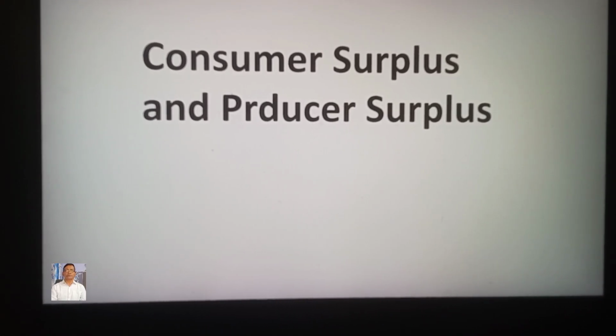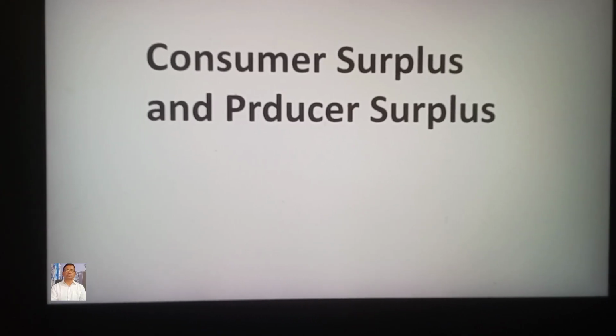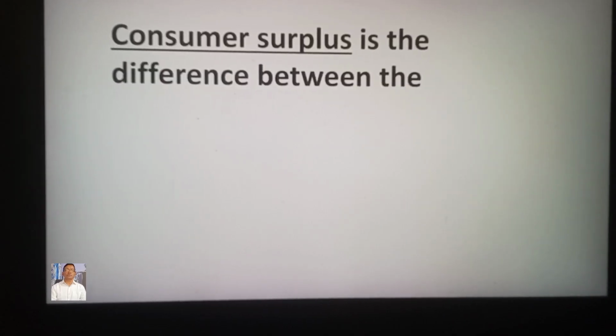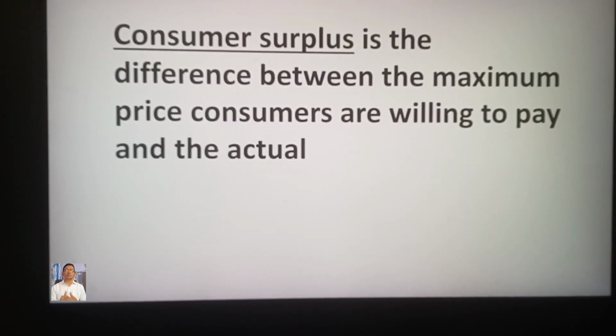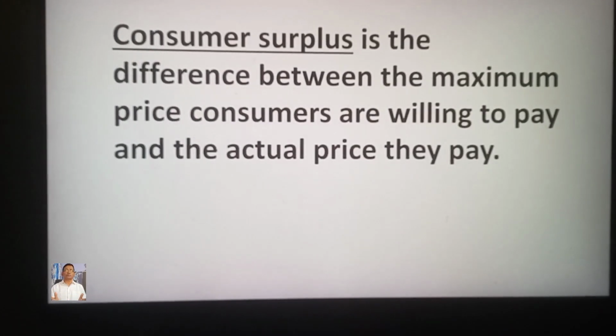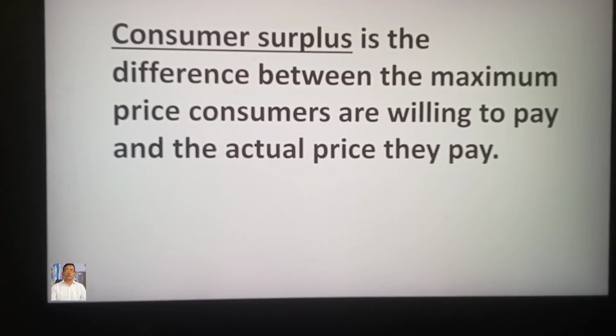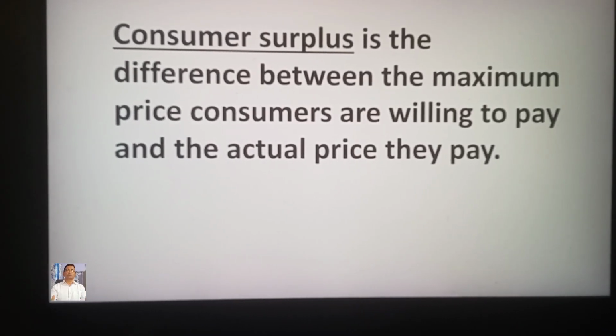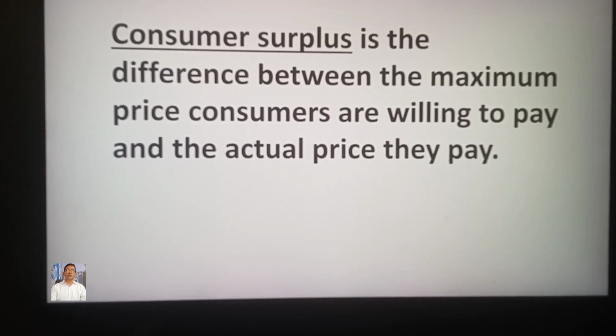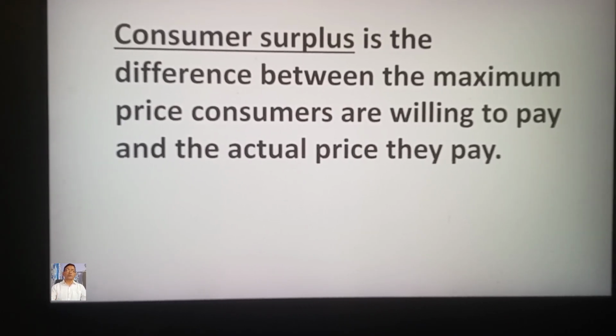We will discuss consumer surplus and producer surplus. Consumer surplus is the difference between the maximum price consumers are willing to pay and the actual price they pay. Consumer surplus is derived whenever the price a consumer pays is less than they are prepared to pay.